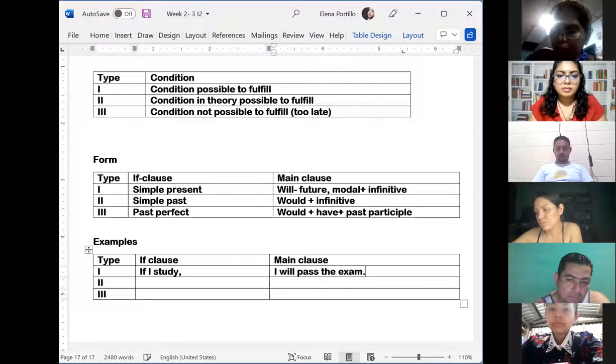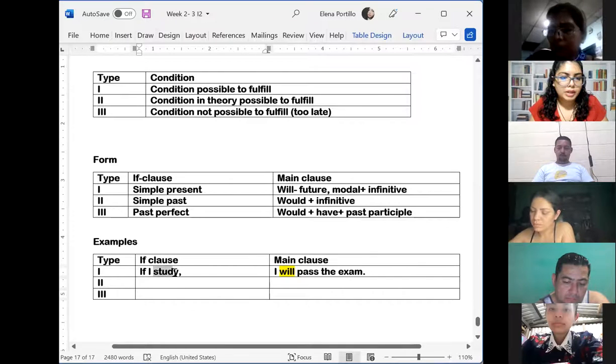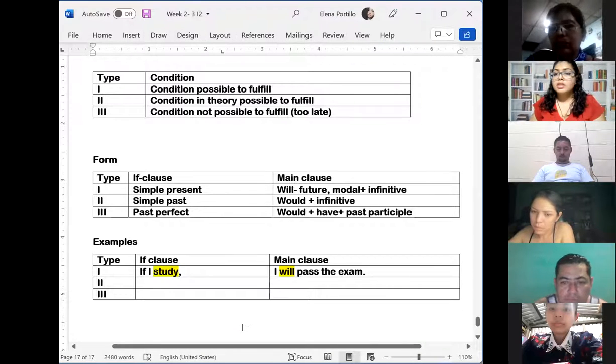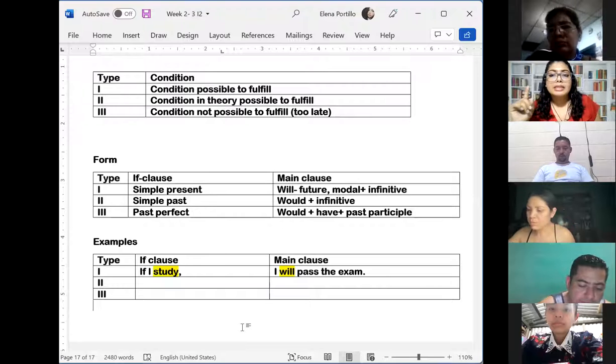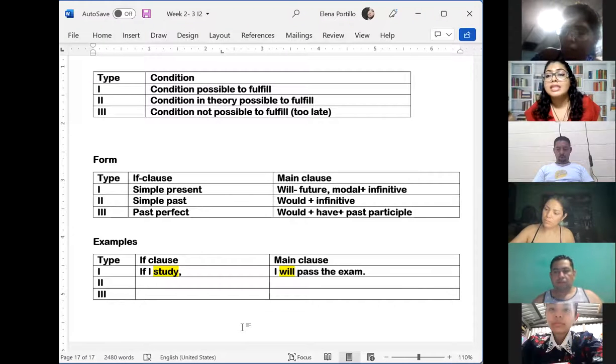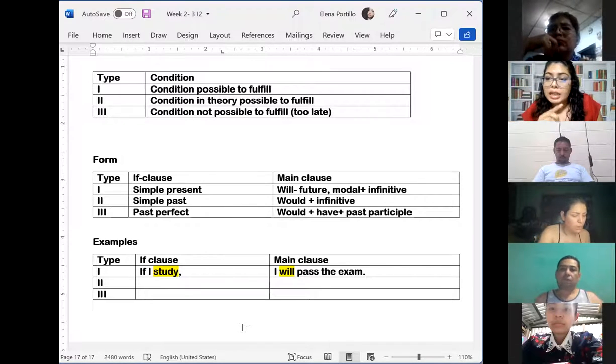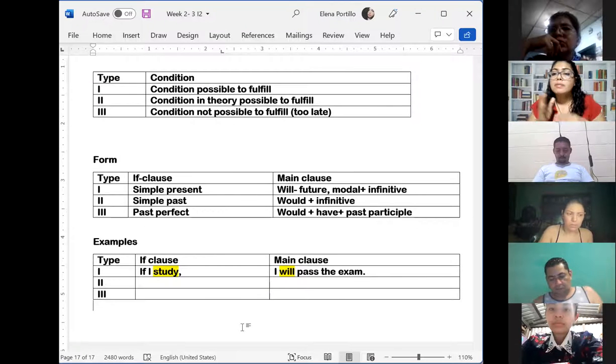I'm going to mark this, and I am going to mark this one. So I have two phrases in one sentence. If I study, I will pass the exam. And we have in the first table that the condition of this sentence is something possible to fulfill, algo posible de completar. And in this sentence, we have, if I study, if I do something for myself, I will pass the exam. I will get good grades. So I am doing two separate things, but we can combine them.